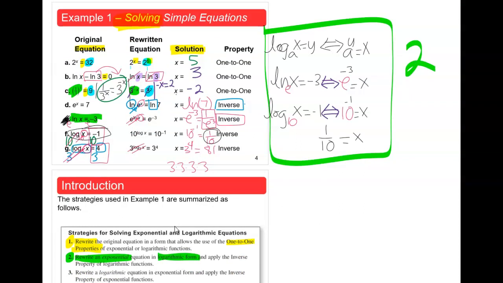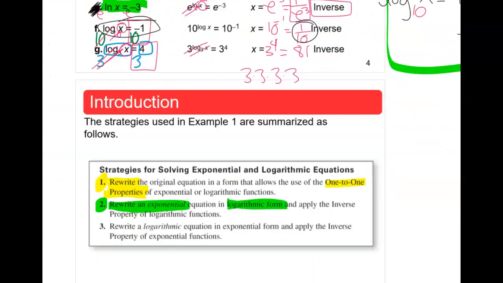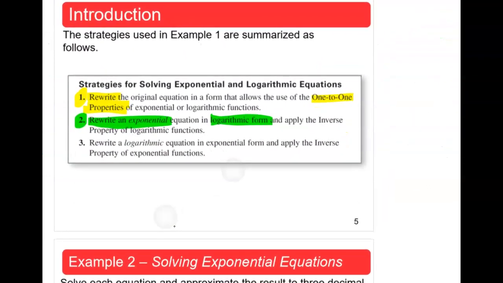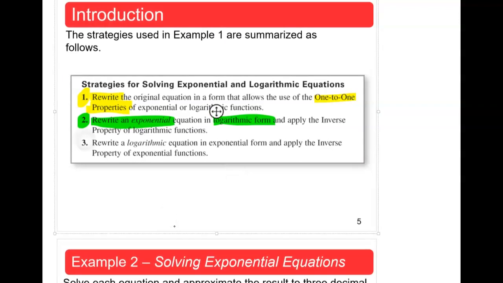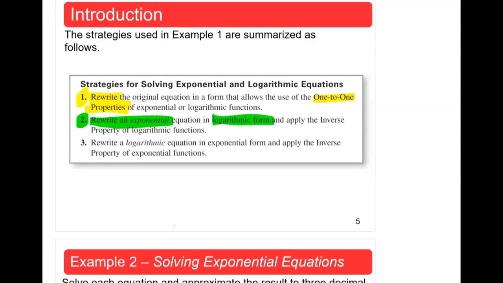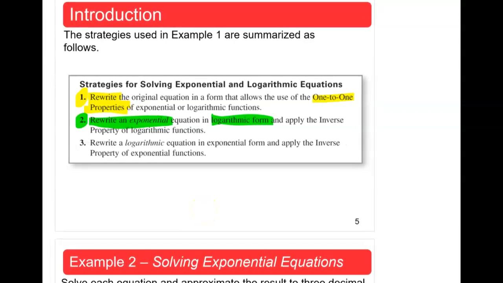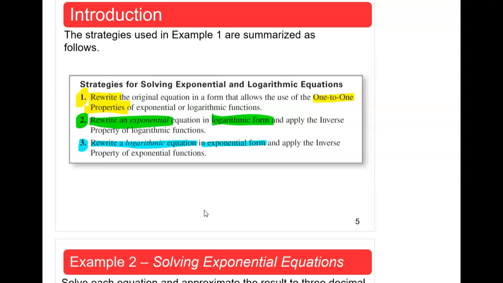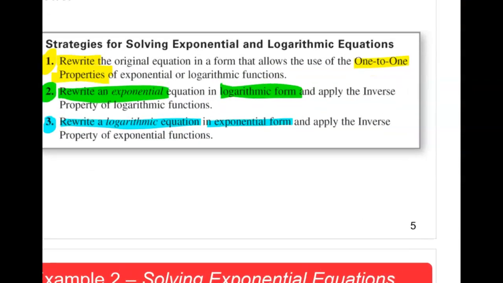Strategy 2. Okay, and then of course, we have to rewrite a logarithmic equation. It says rewrite a logarithmic equation in exponential form, and then apply the inverse property of exponential equations. And you don't have to just pick one way or one sequence of steps. You could always use your knowledge of the properties and see what is more convenient to you.